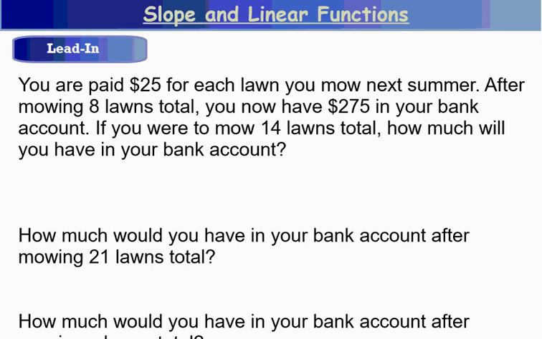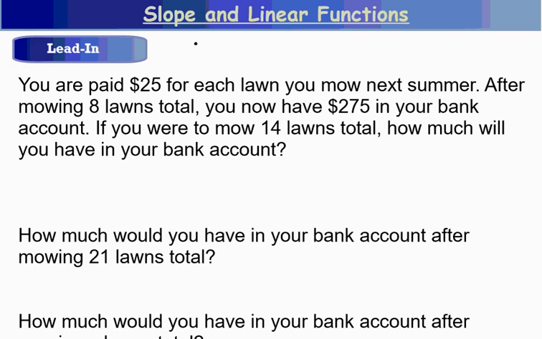Leading to the next part is going to be writing equations for lines according to that average rate of change and a point. So let's say you're paid $25 for each lawn that you mow next summer. After mowing 8 lawns in total, you now have $275 in your bank account. If you were to mow 14 lawns in total, how much would you have in your bank account? So this is how I would think about it.